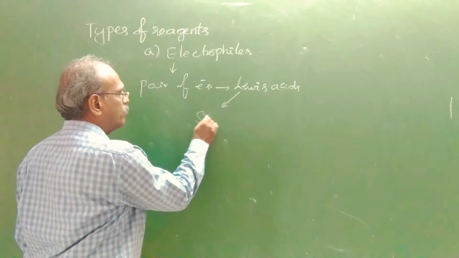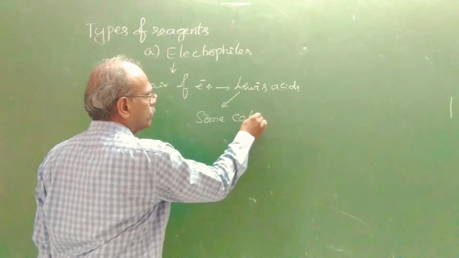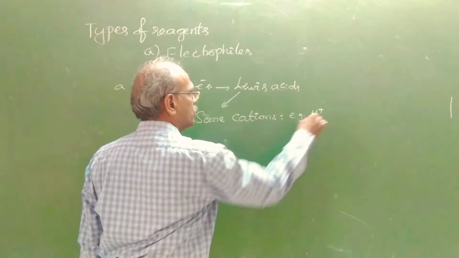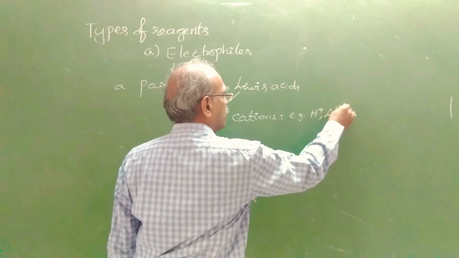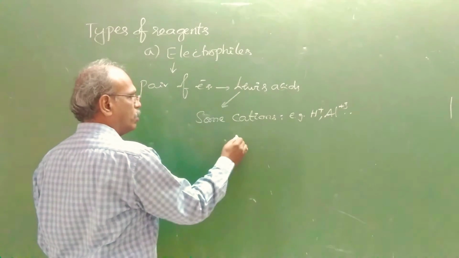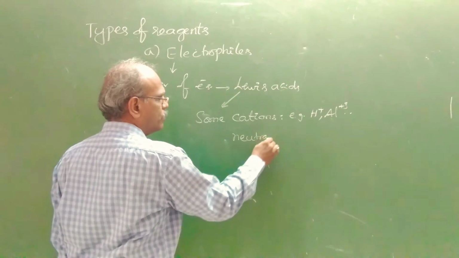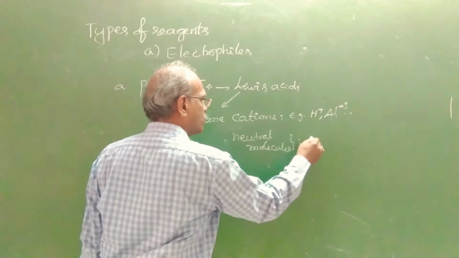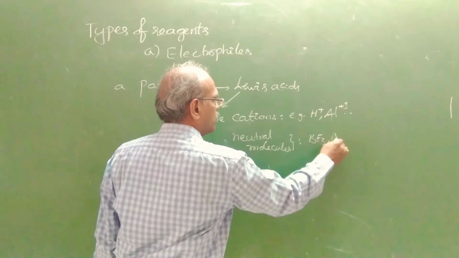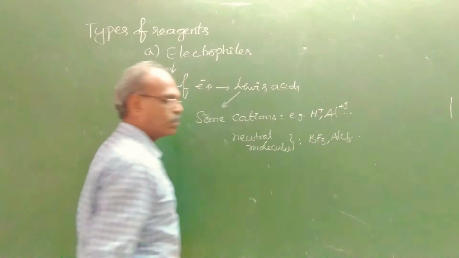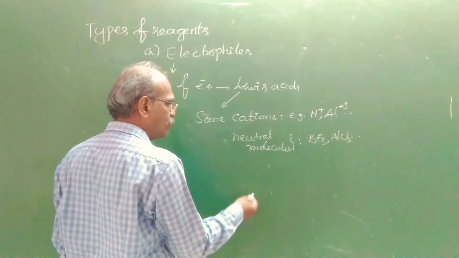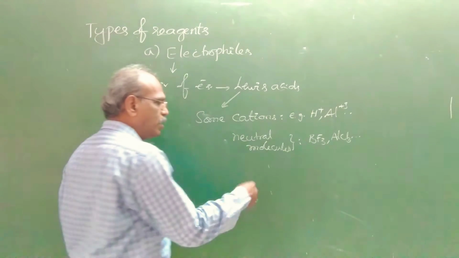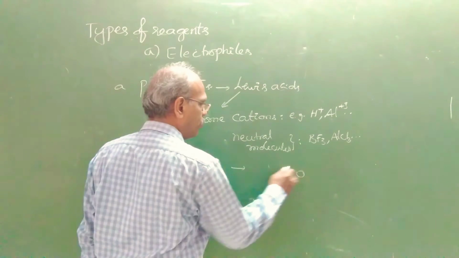See, some cations, for example, H plus, Al plus 3, etc., or some neutral molecules, say BF3, AlCl3, etc., and some organic molecules having multiple bonds between different atoms, like C double bond O.